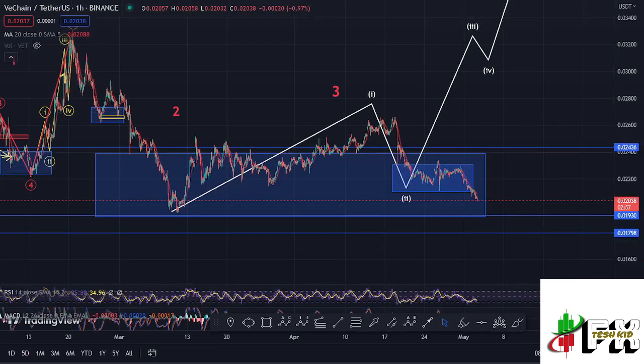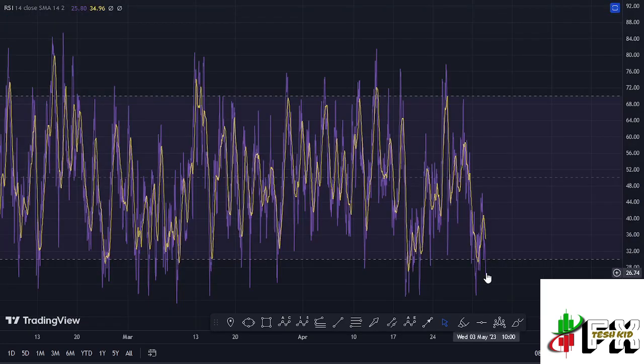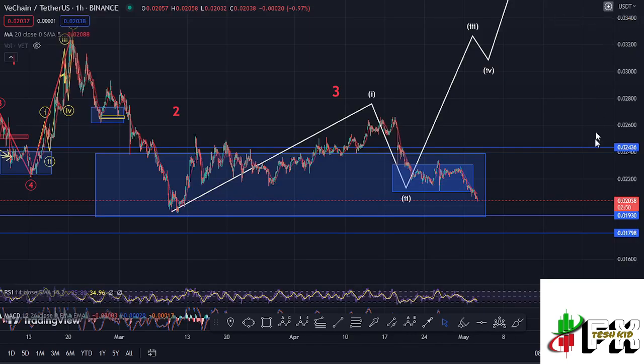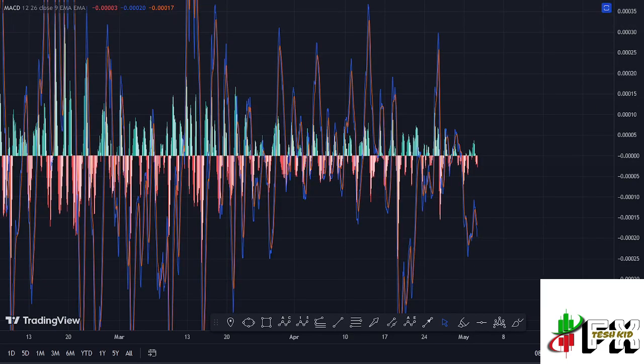Also taking a look at the indicators, on the RSI we are trading at around the 26 mark, meaning we have managed to get into the oversold region. Also taking a look at the MACD, we have been able to print a bearish cross, suggesting lower prices.